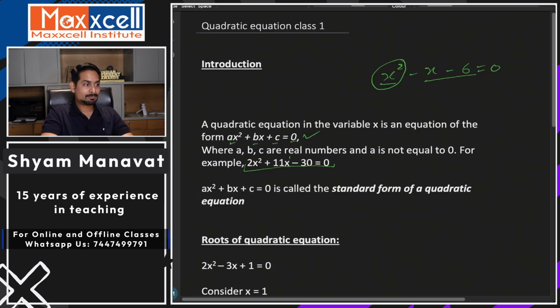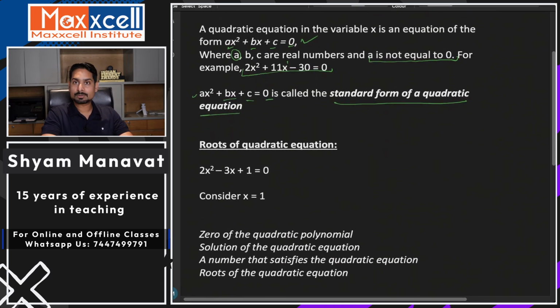So what is the standard form of the quadratic equation? That is ax² + bx + c = 0, where this a is not equal to 0. What is a? The coefficient of x². That should not be equal to 0. Then you can say this is a quadratic equation.